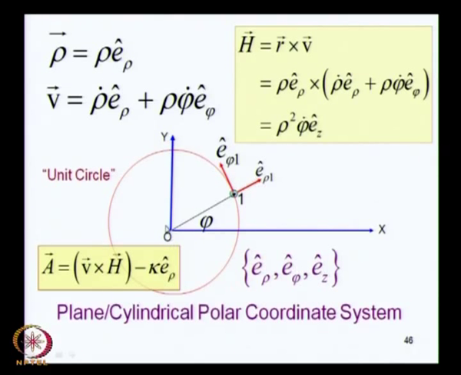Motion, of course, is confined to a plane because angular momentum is conserved, and this is the specific angular momentum rho square phi dot. The angular momentum itself is in the direction E z, which is perpendicular to the plane of the orbit, and in this coordinate system we will work with the Laplace Runge-Lenz vector, which is v cross h minus kappa times E rho, E rho being the polar unit vector along the radius in the plane.